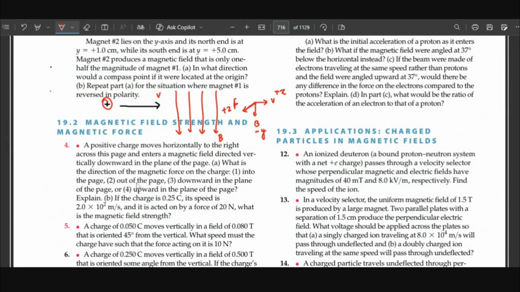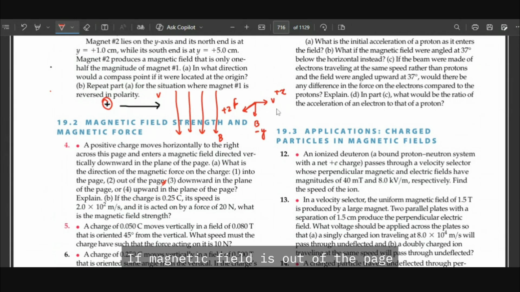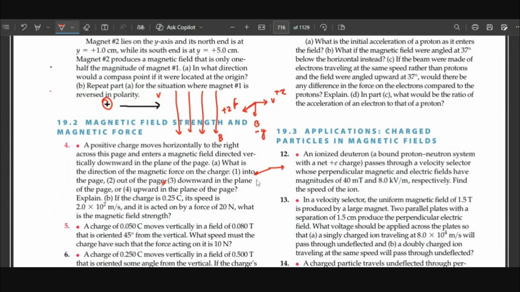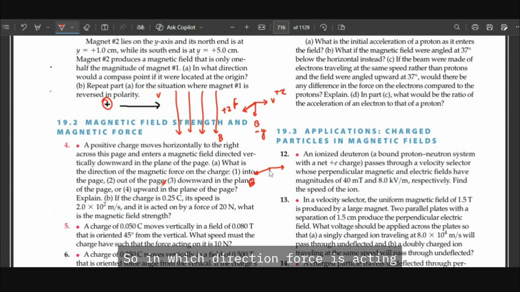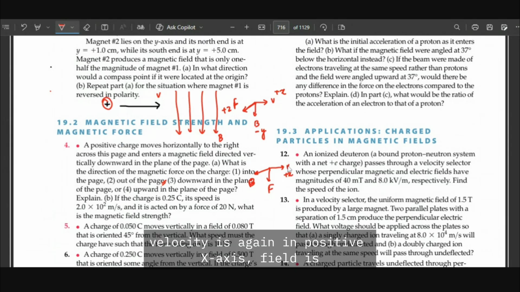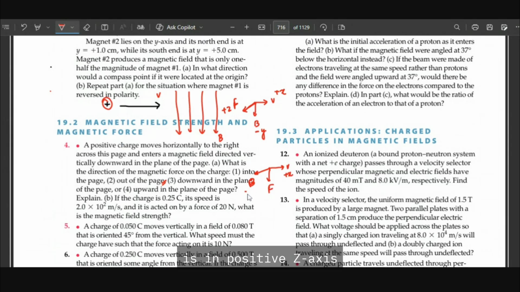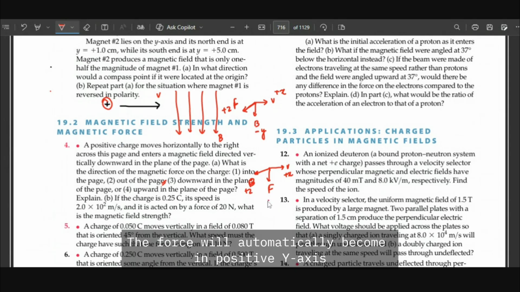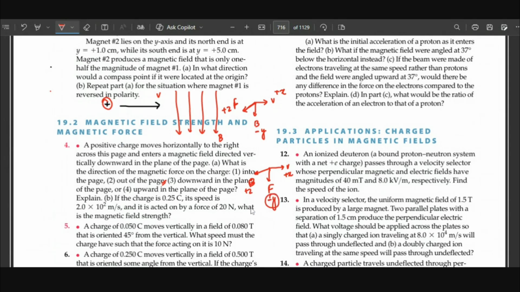Second question is, the magnetic field is out of the page. If the magnetic field is out of the page, it means velocity is this way, but the magnetic field is this way. So in which direction is the force acting? Now the force will be acting in the downward direction. The direction of force will change. If the field is in the positive z-axis, velocity is again in the positive x-axis, so force will automatically become in the positive y-axis. This is how it will change.